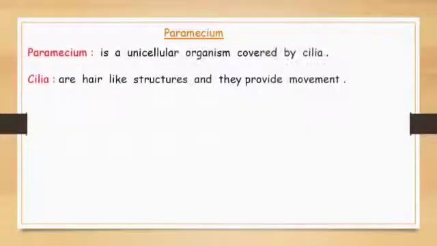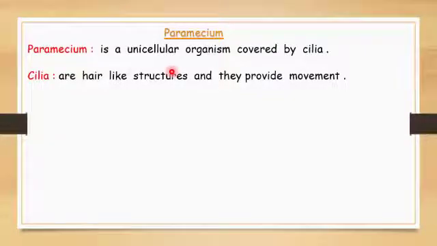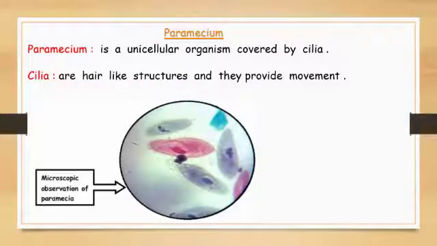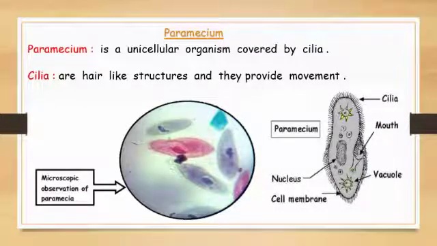Paramecium. Paramecium is a unicellular organism covered by cilia. Cilia are hair-like structures and they provide movement. So, let's see. If we have a microscopic observation of a paramecium, then I will see this one, it is a paramecium, and this one, so I have a group of paramecia.